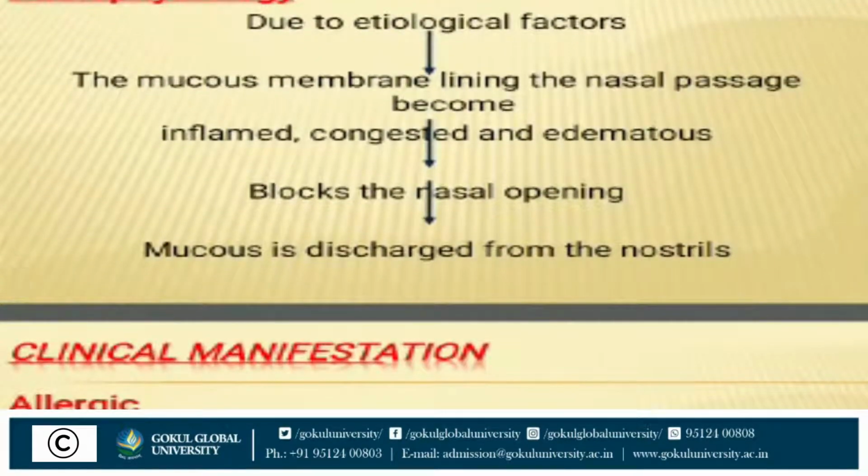The next one, the pathophysiology of rhinitis. Due to the etiological factors, like fungi, bacteria, and viruses, the mucous membrane lining the nasal passage becomes inflamed, congested, and edematous. Congested means very narrow, and edematous means swelling. Due to that, the nasal opening is blocked, so we are not able to take a proper breath, and lastly we can see mucus discharged from the nostrils.